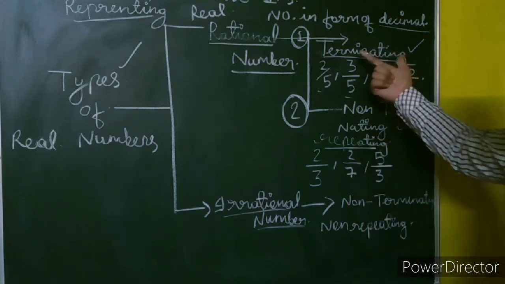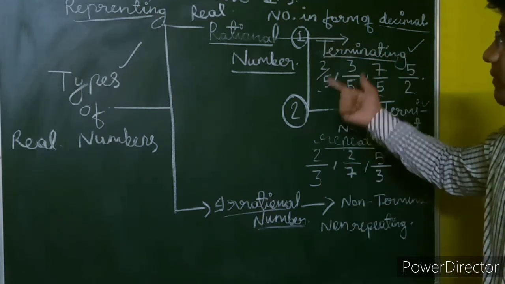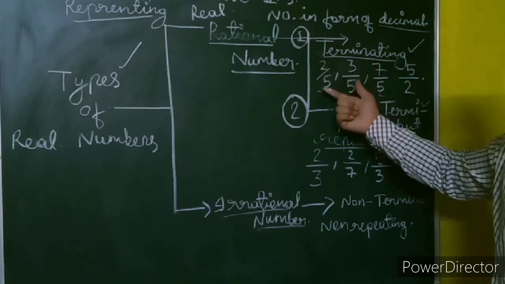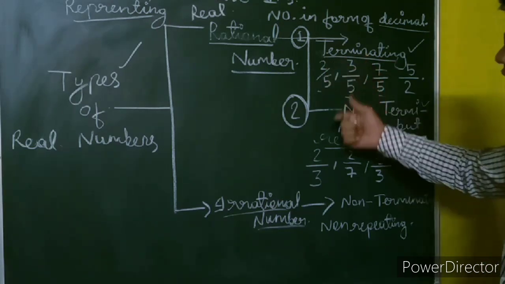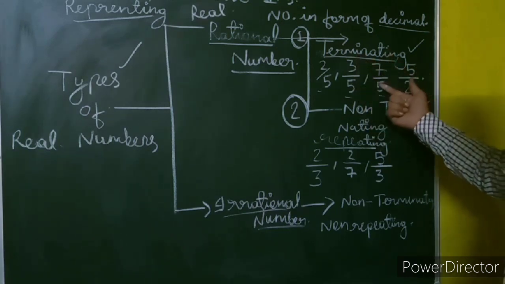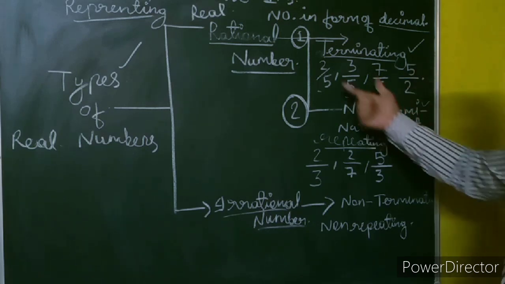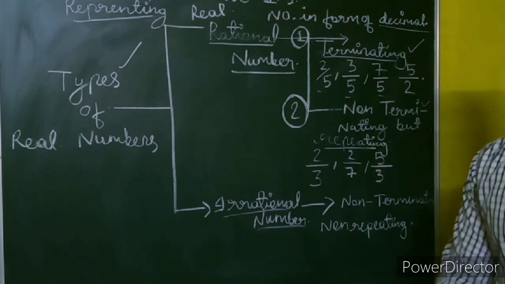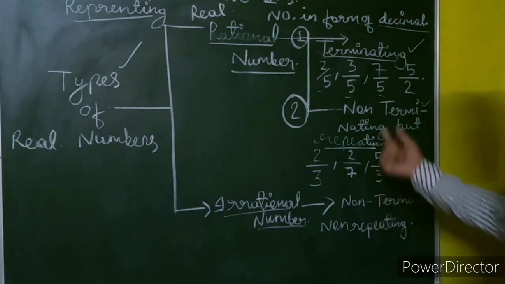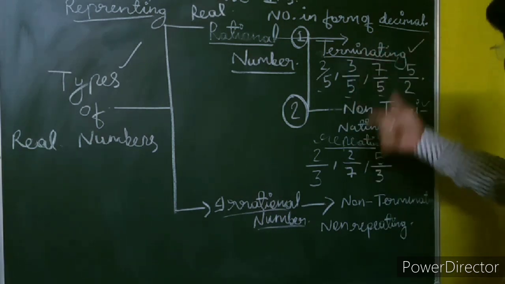In terminating decimals we have the example 2 upon 5. If we represent it in decimal form, we will get 0.4. And 3 upon 5, we will get 0.6. 7 upon 5, we will get 1.4. 5 upon 2, we will get 2.5. These are terminating decimal representations. Now we will know about it in detail in our next slides.